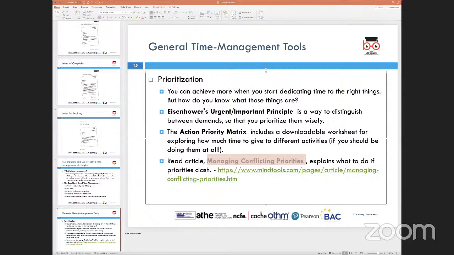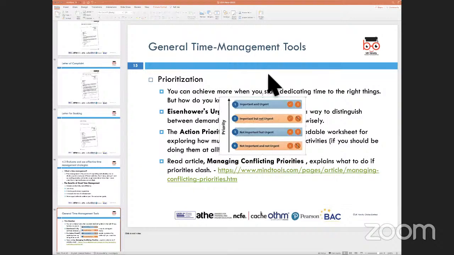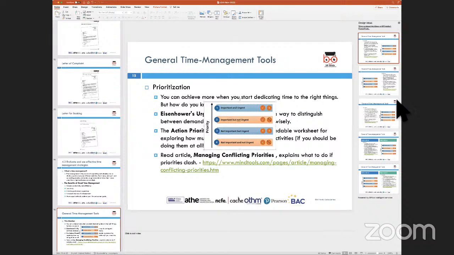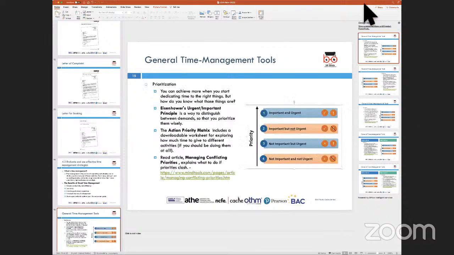So sometimes when we look at defining these activities which are urgent and important, you follow a 4-step process. We talk about activities being important and urgent, important but not urgent, not important but urgent, and then not important and not urgent. So these are the 4 that we talk about specifically in terms of priority, when we talk about the Eisenhower principle.